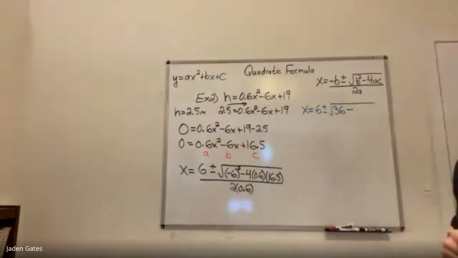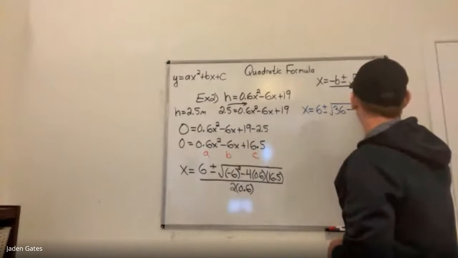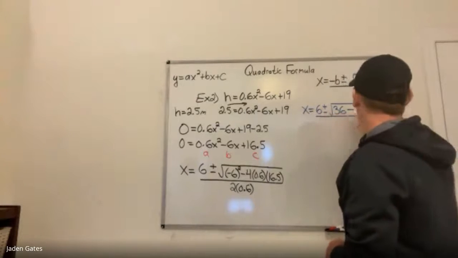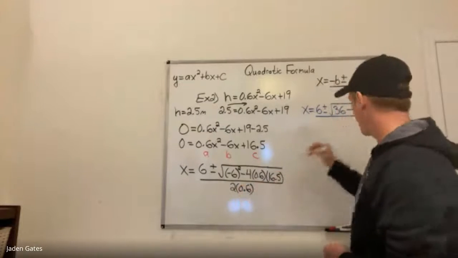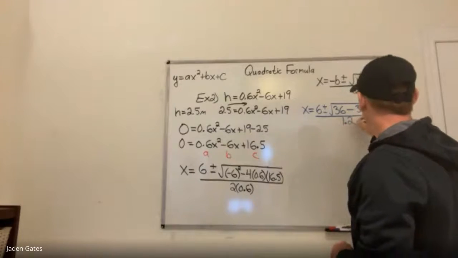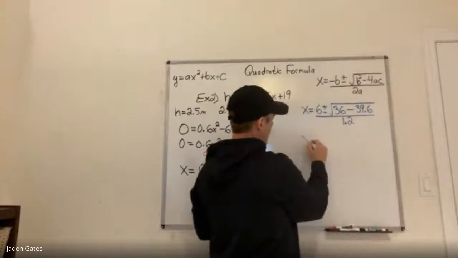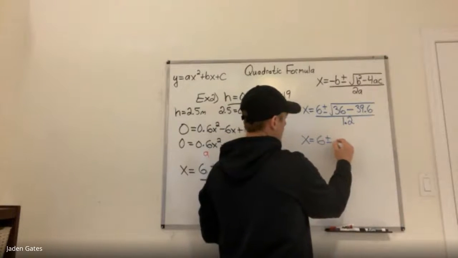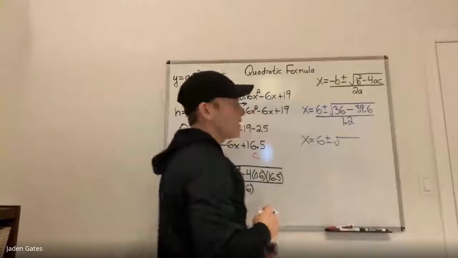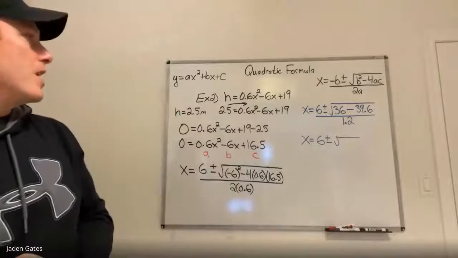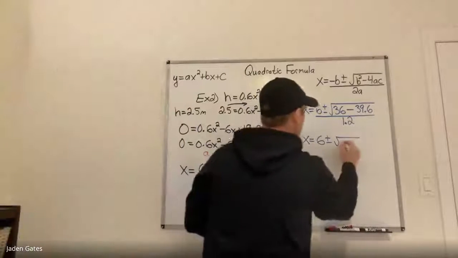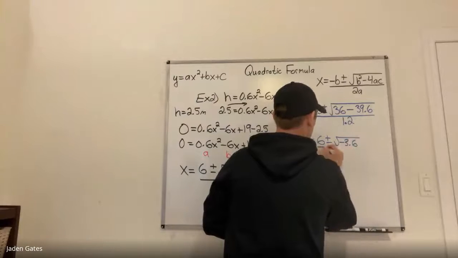And I'm going to do a little bit of calculator there. So I got 4 times 0.6 times 16.5. I'm getting 39.6. All right, again, divided by, let's see here, 2 times 0.6, 2 times 60 cents, be 1.2. All right, so again, simplifying it. So I got x is equal to 6 plus or minus, let's see, in brackets, 36 minus 39.6. That'd be minus 3.6 divided by 1.2.